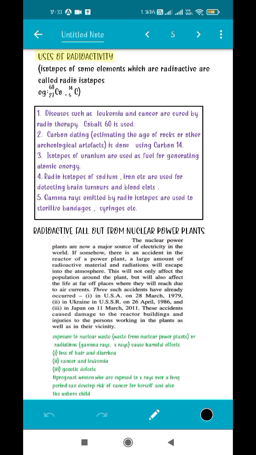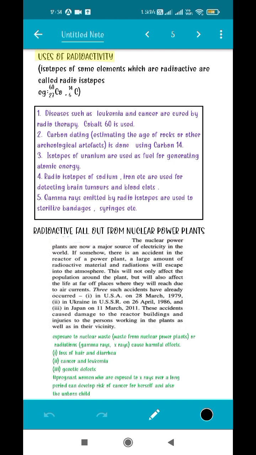For example, breakage of the walls of the nuclear power plant or any other such phenomena. Nuclear waste, which is also radioactive in nature, or the nuclear fuel, which is obviously radioactive in nature, might come out to the outer world and it can cause a lot of damage. There are 3 such phenomena which have occurred in the recent past. In USA it occurred in 1979, in Ukraine it occurred in 1986, and in Japan it occurred in 2011.